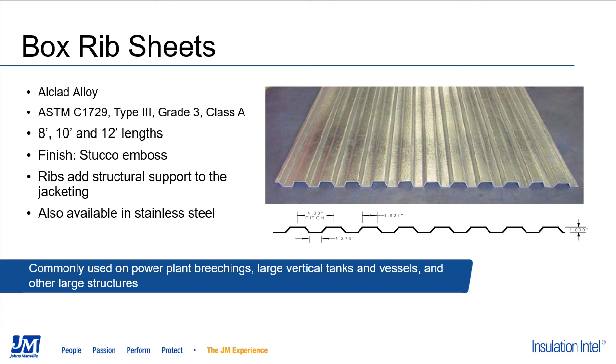The typical stocked width is 27 1/2 or 38 1/2 inches, and the standard sheet lengths are 8, 10, and 12 feet. The metal finish is typically stucco embossed, and the rib pattern, as shown here, is a 4-inch pitch with a 1-inch depth. The ribs in our box rib sheets provide added structural support to the jacketing. Box rib sheet is used on power plant breachings, large vertical vessels, and other large equipment. Like the deep corrugated, it should never be used on horizontal vessels or equipment for the same reason. The troughs can collect water.